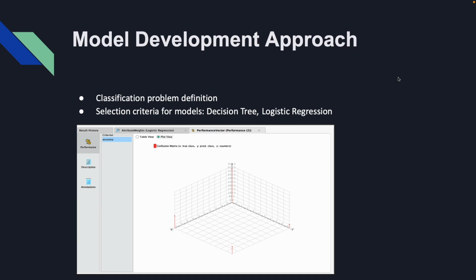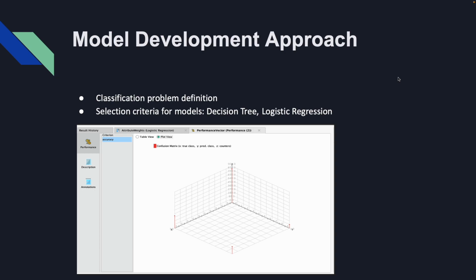So, for the model development approach, the analytical challenge was framed as a classification problem. The goal was to classify employees into one of two categories: likely to leave or likely to stay. This binary classification approach is suited for the nature of the target variable, leave or not.